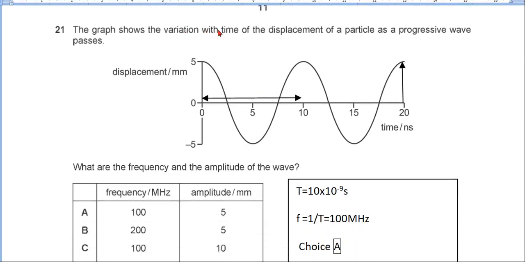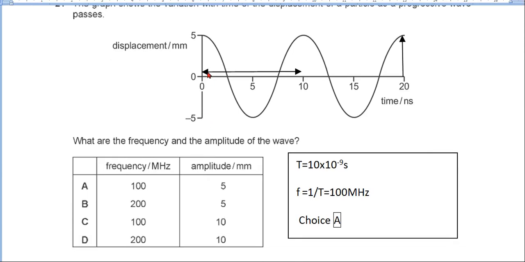The graph shows the variation with time of the displacement of a particle as a progressive wave passes. What are the frequency and the amplitude of the wave? I have drawn here the period. The period is 10 nanoseconds, not seconds. As a result, the frequency is 1 over T, which is 100 megahertz. Frequency is 100 megahertz and amplitude is 5, from the middle position to maximum displacement.